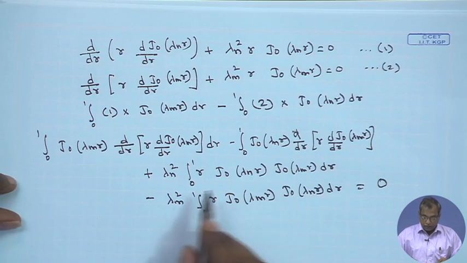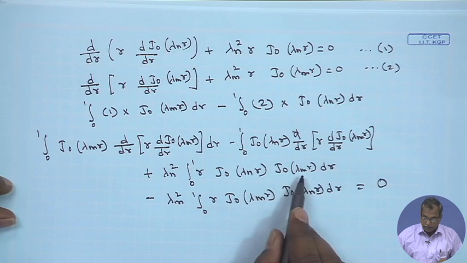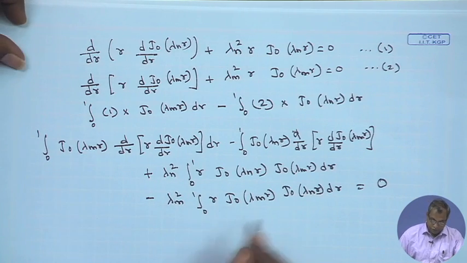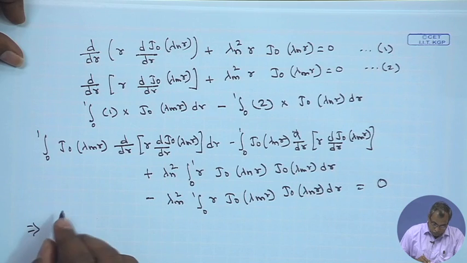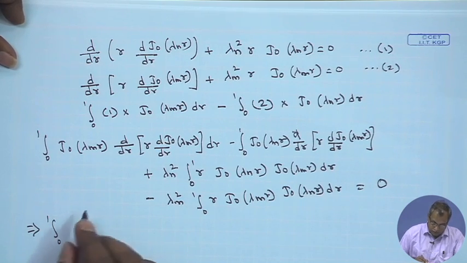So, if you look into these two terms, the integral of r J0 lambda m r J0 lambda n r dr will be common. So, there will be lambda n square minus lambda m square. So, we will be breaking into the two equations, left hand side and right hand side, completely.